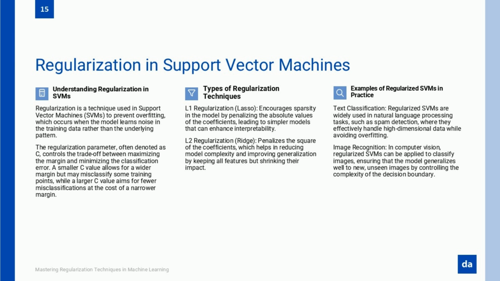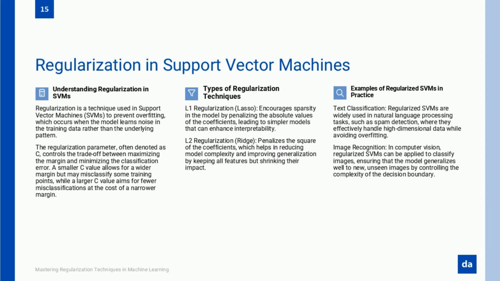SVMs are all about finding the optimal boundary between different classes in your data. If you're trying to classify emails as spam or not spam, the SVM is looking for a hyperplane that best separates the two groups. The key idea in SVMs is that the best boundary isn't just one that separates the data, but one that does so with the maximum possible margin. The larger the margin, the more confident the model is in its classification.